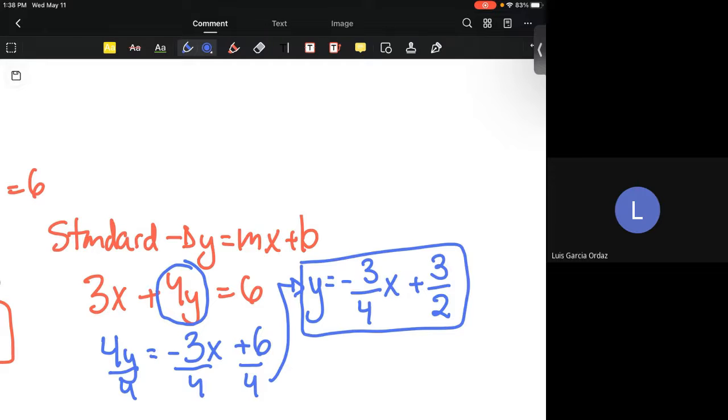You need to simplify the group. So yeah. You can't simplify negative 3 over 4 because they don't have anything in common. Yeah, because 6 and 4 have something in common.